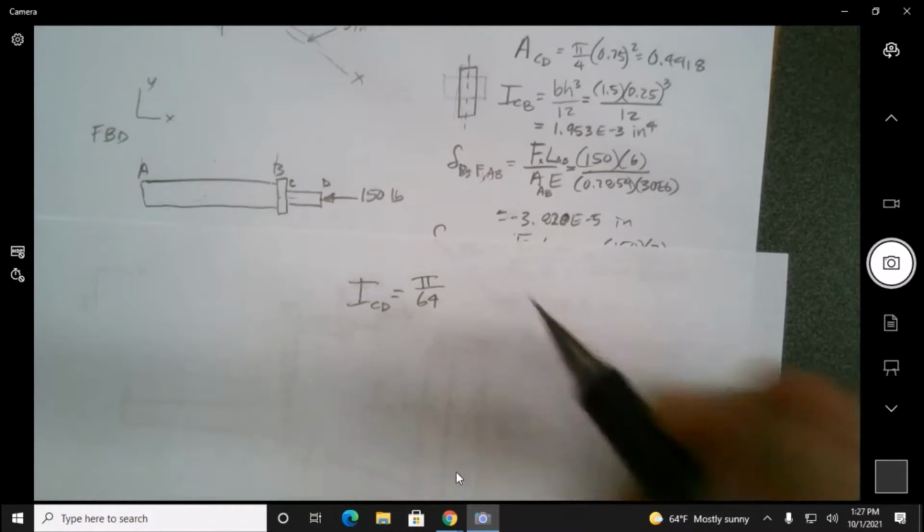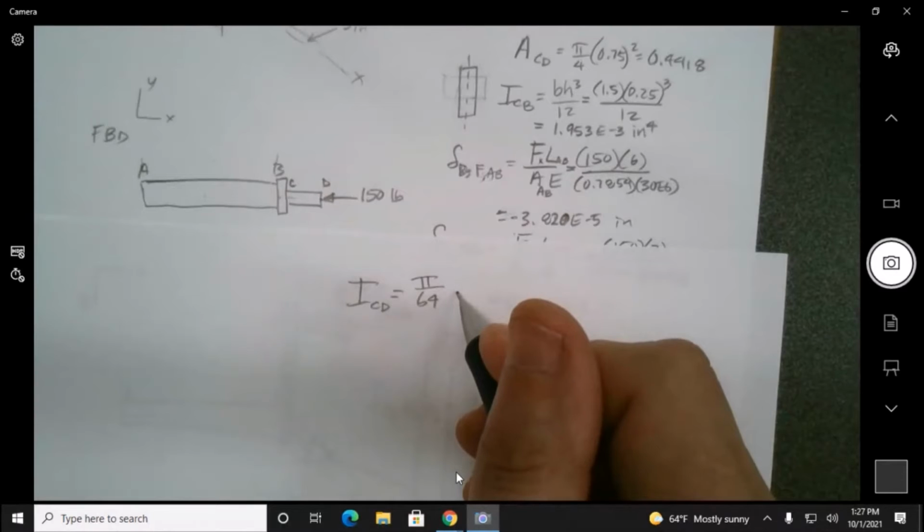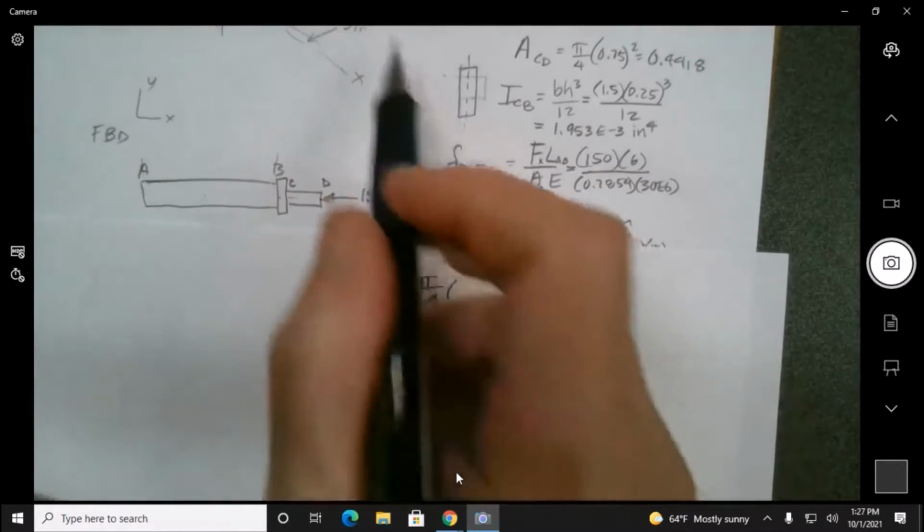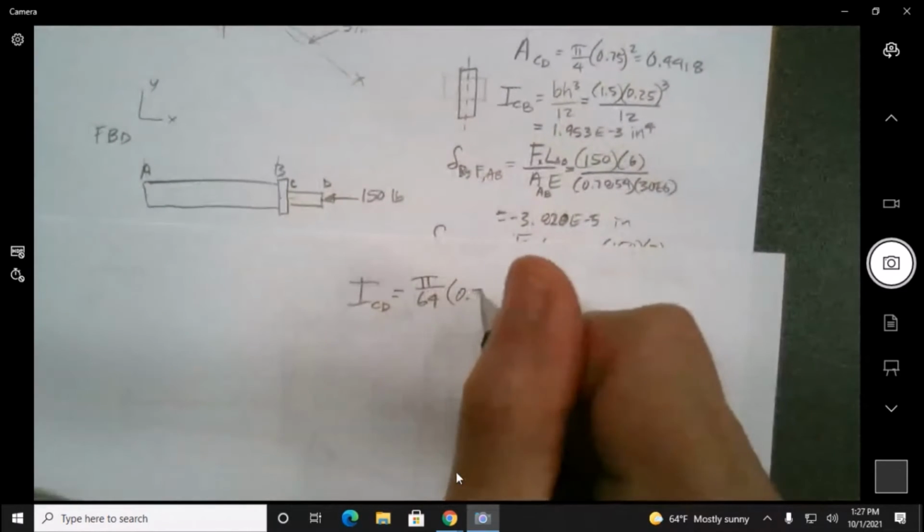Pi over 64. And what do we got? That's 3/4 of an inch.